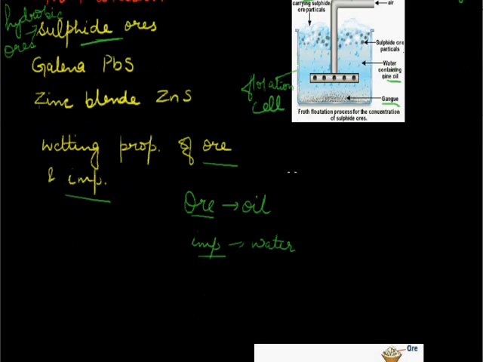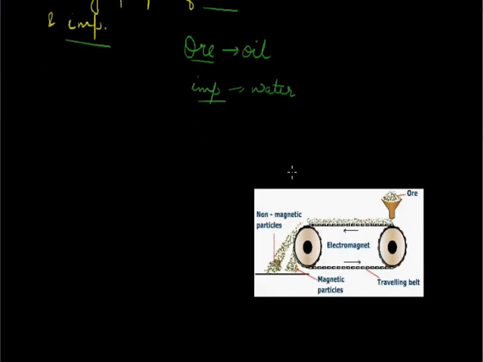We'll come on to the next method for concentration, that is magnetic separation. The third method is magnetic separation, or more correctly it should be called electromagnetic separation.